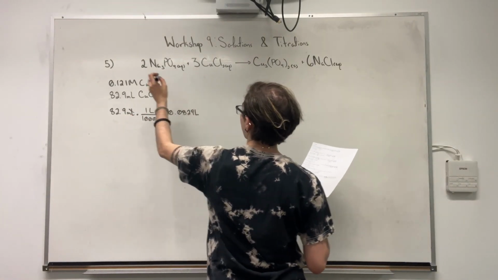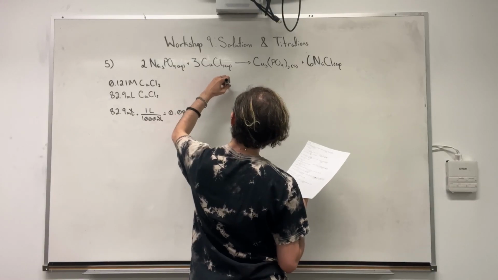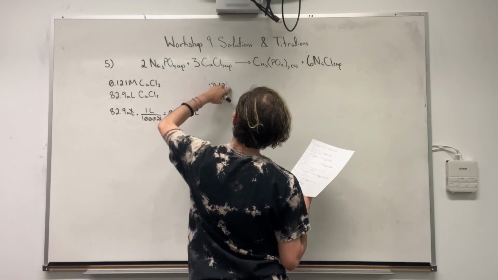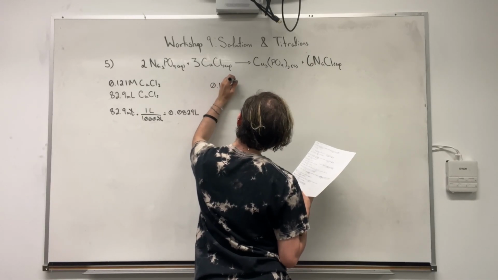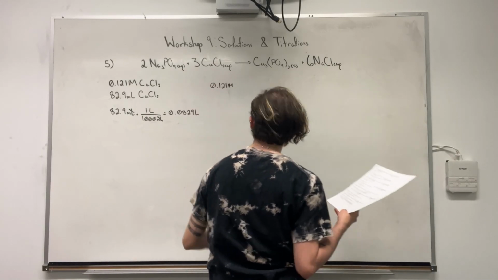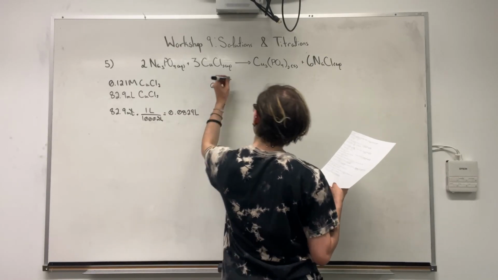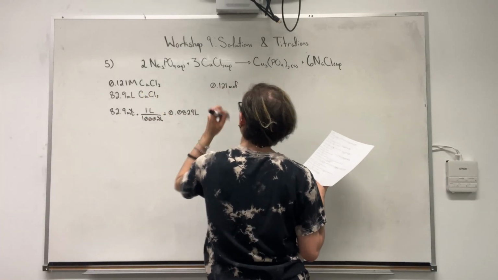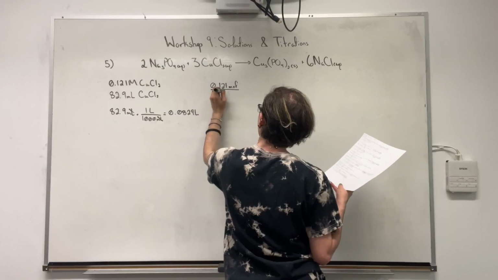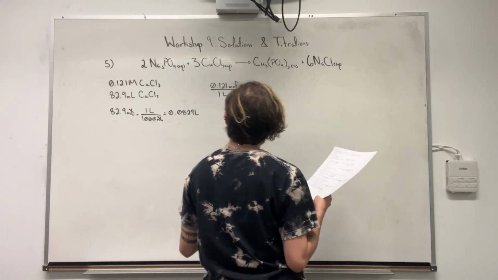And so if we have a concentration of, right over here, 0.121, we multiply our concentration by our volume to find moles. Because remember, the units of molarity is that we are saying we have 0.121 moles of copper chloride for every 1 liter of solution. We are trying to get out of liters here.